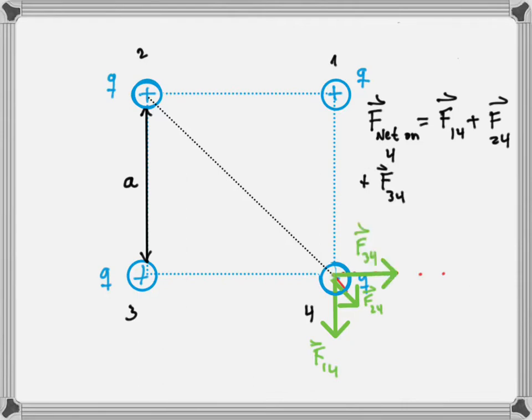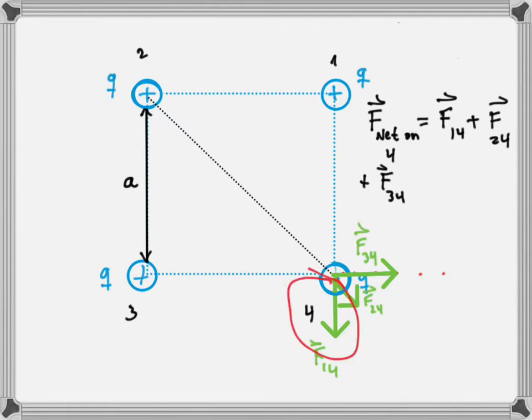And we have one more force, which is the force that 3 puts on 4. Notice that 3 is directly to the left of 4. It's a repulsive force because, as you saw in the picture, all the charges are positive. So 3 is pushing 4 away, so the vector force F34 points to the right. All right, so let's start with this force.